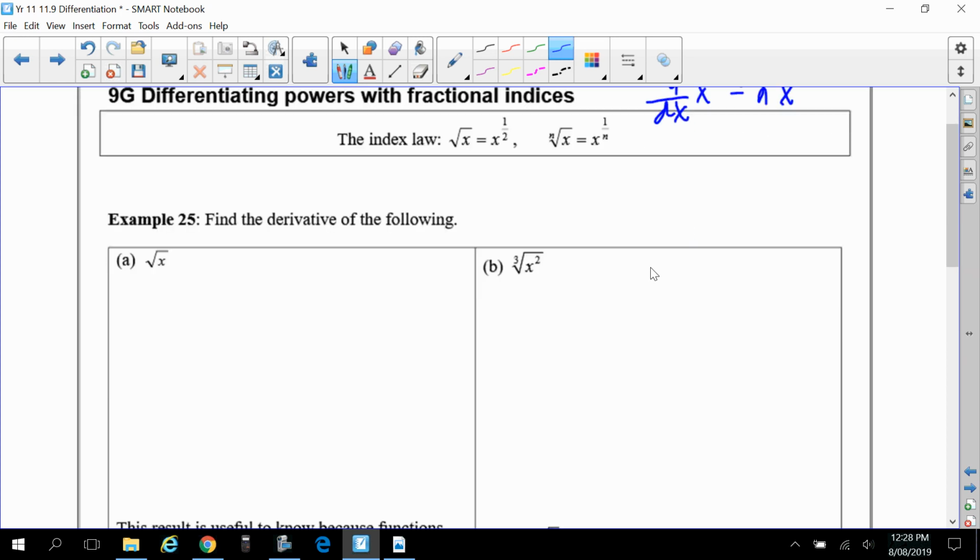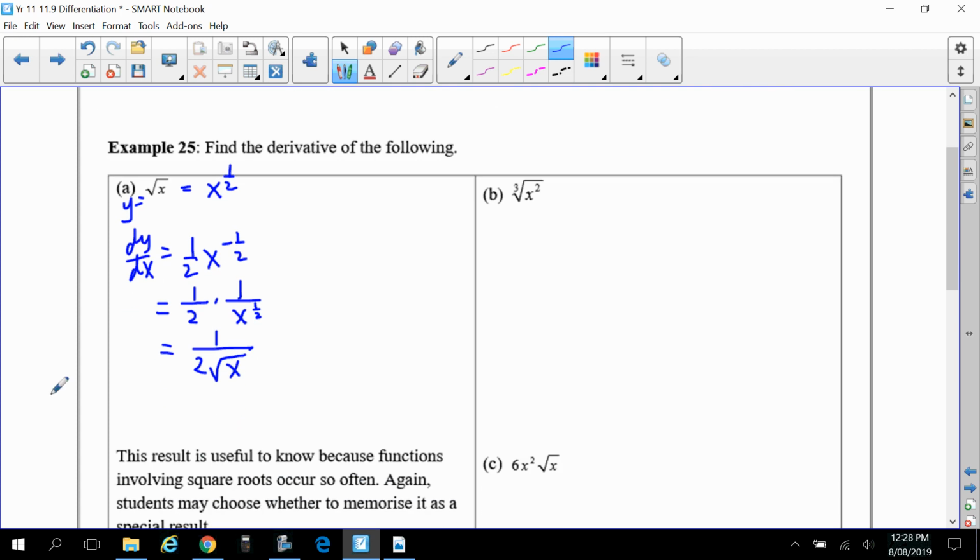Okay, let's try this. Starting with the square root of x. x to the power half. dy over dx, you get half x to the power negative half. And you do one thing at a time. Half times 1 on x to the power half, which is 1 over 2 root x. Okay. Right, cool. That's pretty good.